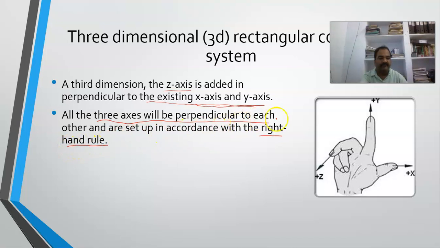If the three fingers, see, this is the right hand, these are the three fingers: thumb, index finger and middle finger. All the three fingers, if you carefully see, are at 90 degrees to each other. And the angle between these two is also 90 degrees. So all the three fingers are at 90 degrees to each other. The thumb indicates the x direction, the index finger indicates the y direction, and your middle finger indicates the z direction.